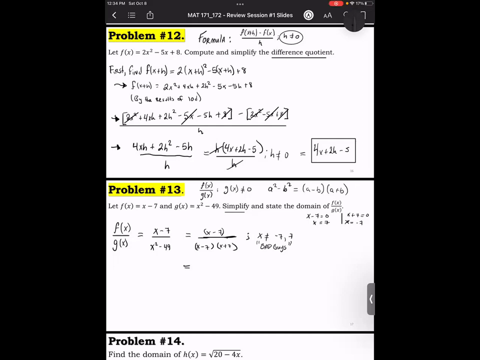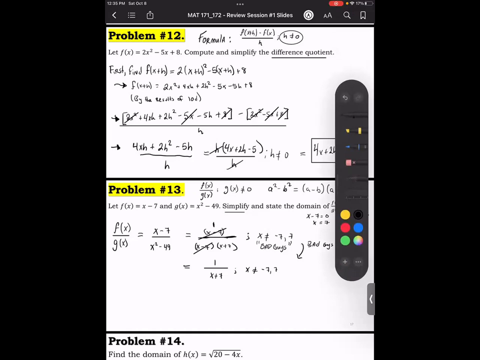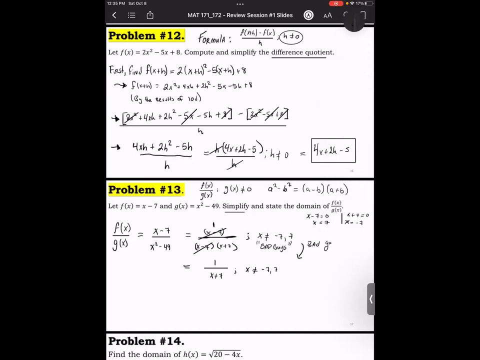Go for it, Emily. I saw you had your mic unmuted. x minus 7. That's right. The x minus 7s are gone. However, on the bottom, we have x plus 7. What do we have on the top? 1. We have a 1 as a placeholder. So it's 1 over x plus 7, where x cannot be equal to -7 or 7, right? So bad guys just carry over. In other words, if the original function has domain issues, then the simplified function has the same domain issues. Okay, so that's it being simplified.